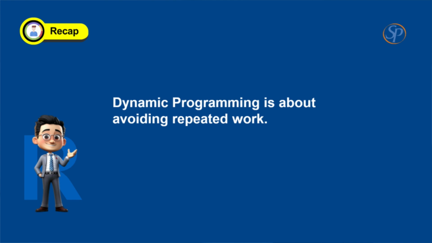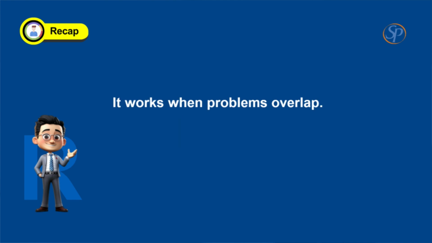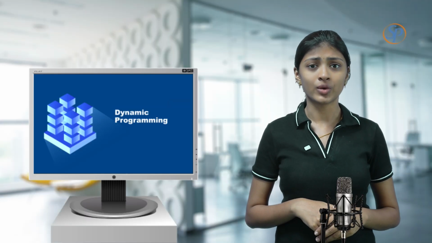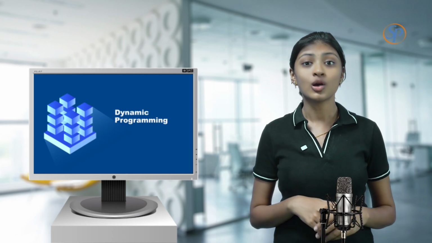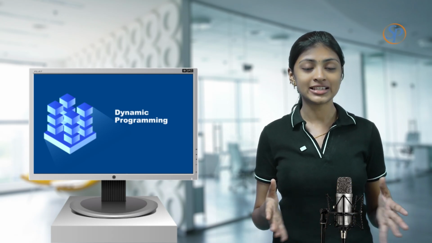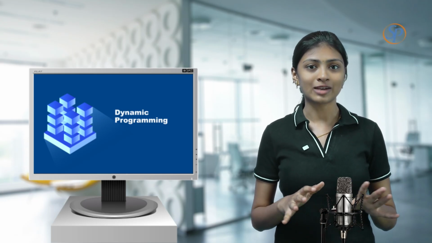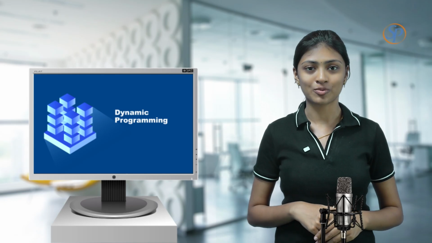So let's recap. Dynamic programming is about avoiding repeated work. It works when problems overlap. It builds answers step by step. Next, we move to backtracking, where instead of storing answers, we explore all possibilities carefully. If this felt clearer than before, that means you are starting to think in dynamic programming.